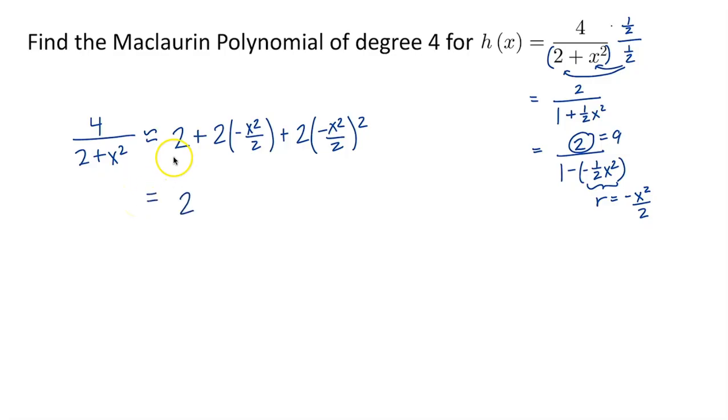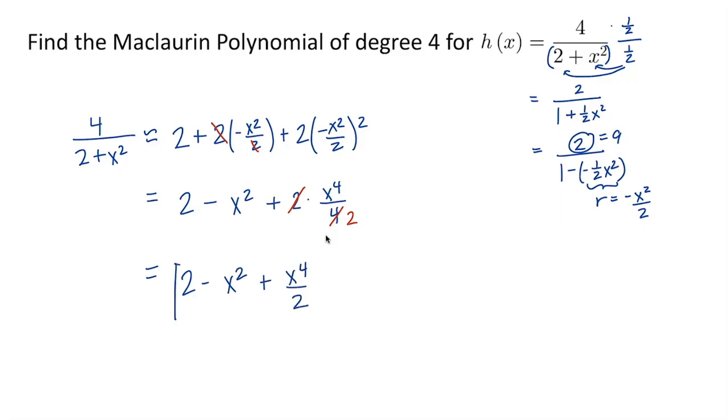We have 2 here. It's going to stay negative. So we're going to have -x squared. So the 2 divided by 2 cancels. And then here, we're going to have plus 2, and then x to the 4th over 4. So the negative gets squared out. x squared squared is x to the 4th. 2 squared is 4. And then let's simplify. There's a 2 on the bottom there. So 2 minus x squared plus x to the 4th over 2.